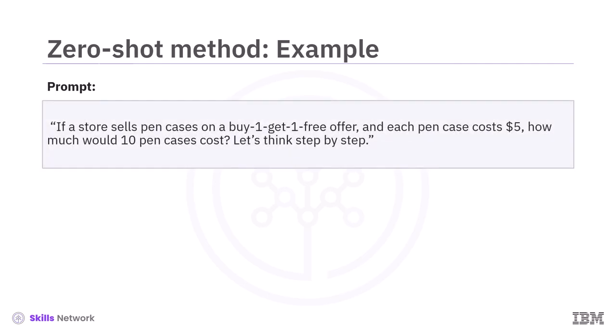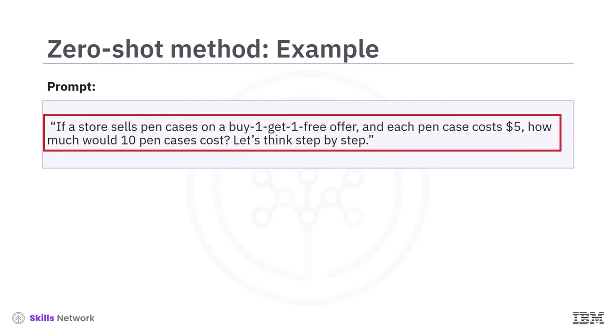The prompt is given as follows. If a store sells pen cases on a buy one get one free offer and each pen case costs $5, how much would 10 pen cases cost? Let's think step by step. In this case, the system doesn't rely on a sample or example beforehand. Instead, it tries to reason through the problem on its own.